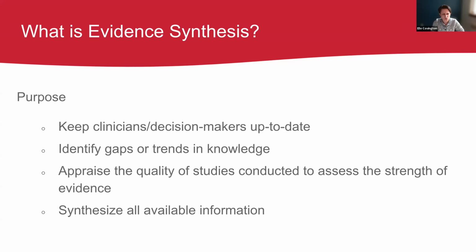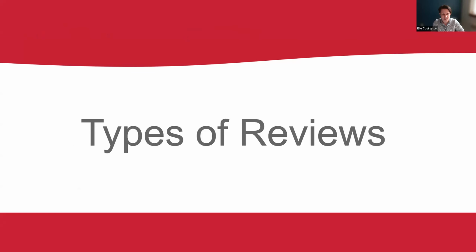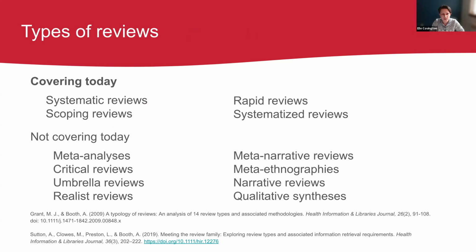So these are sort of the reasons that we would conduct evidence synthesis. So now, getting into the types of reviews. As I mentioned, there's 4 that we're going to really get into today: systematic, scoping, rapid, and systematized. And then here are just a few of the others that we're not covering.